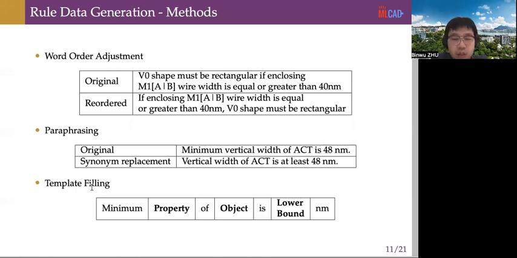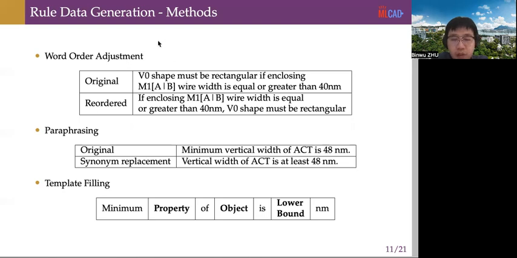The last one is the most important one. The design rules generated from the previous two methods are still confined to the meaning of the original ones, which makes it challenging to generate enough training data. To take a further step, we propose the third method, template filling.